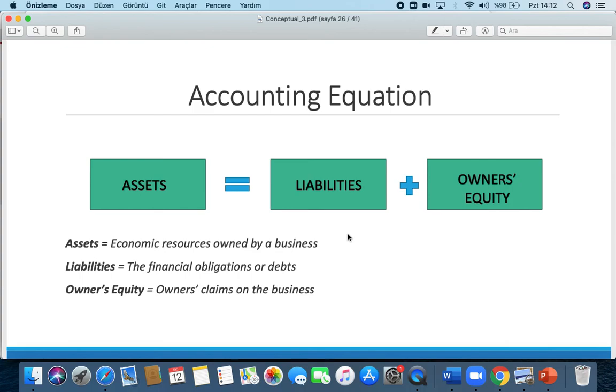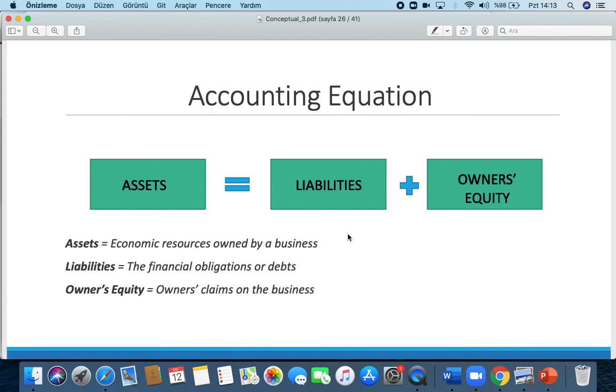So there are two types of financing activity here. The liabilities, it is the debt. It can be short-term or long-term. And there is the owner's equity. Okay, so it is the internal source of finance. So the liabilities are defined as the financial obligations or debts, and owner's equity is defined as the owner's claims on the business. So my friends, liabilities and owner's equity together will be placed on the right-hand side of the equation. So at the end of the day, assets will be equal to liabilities plus owner's equity.